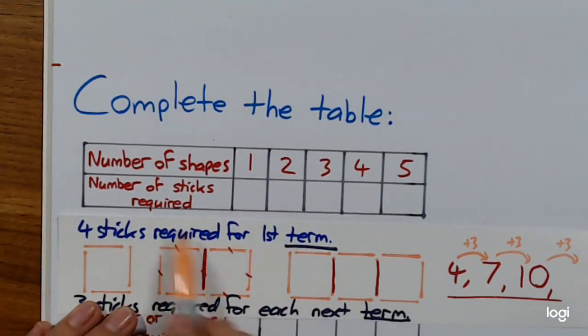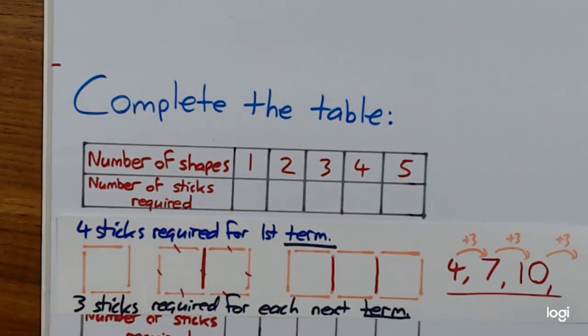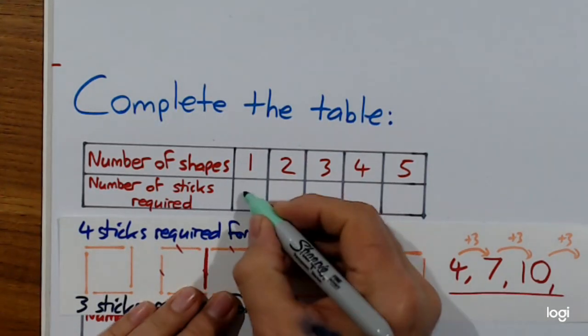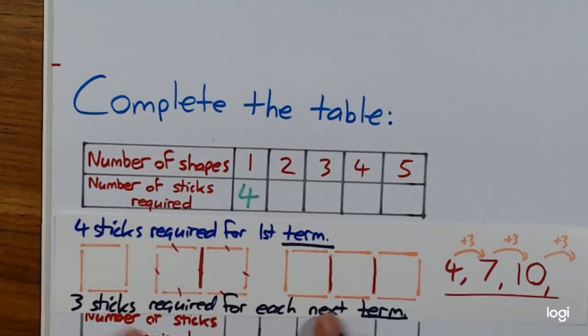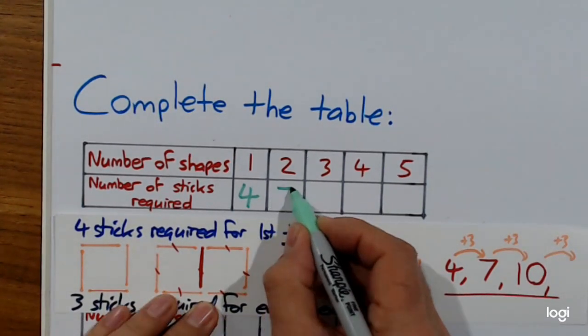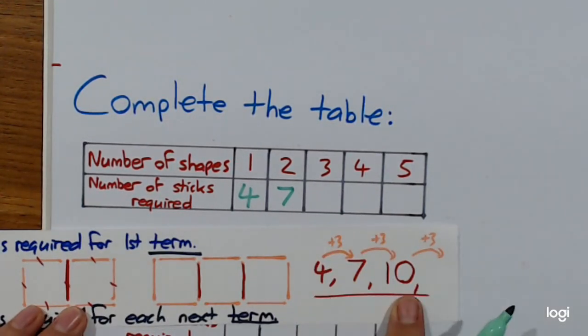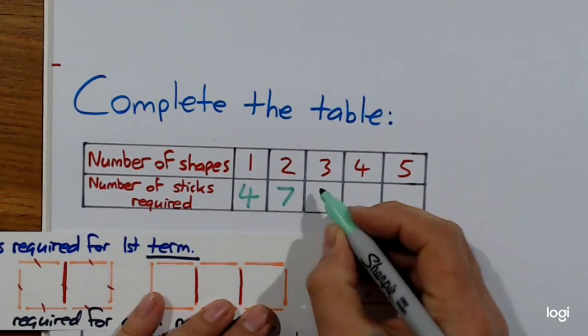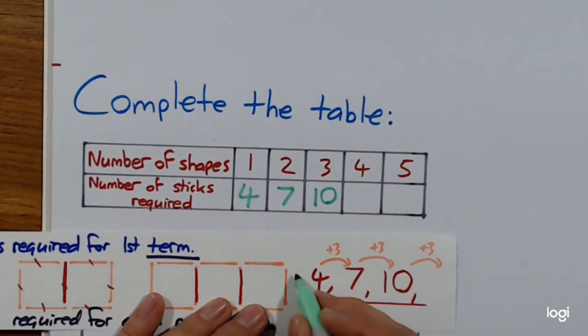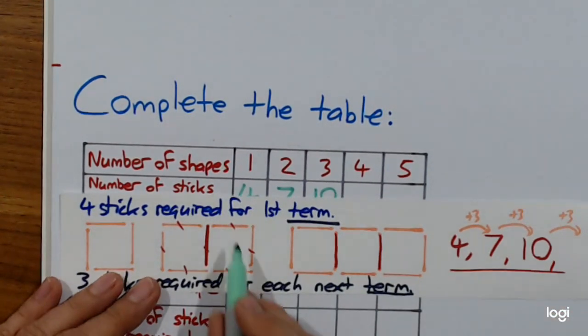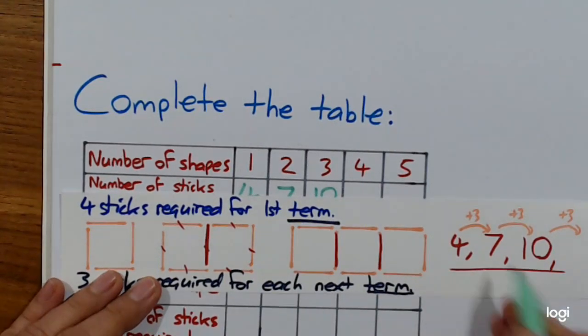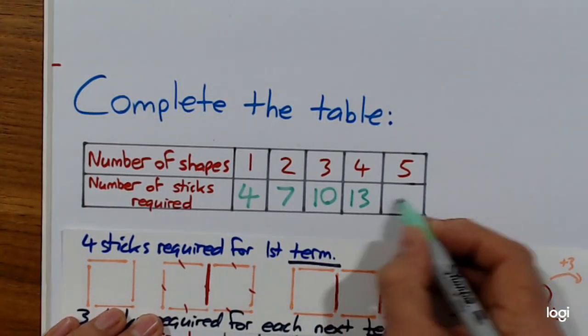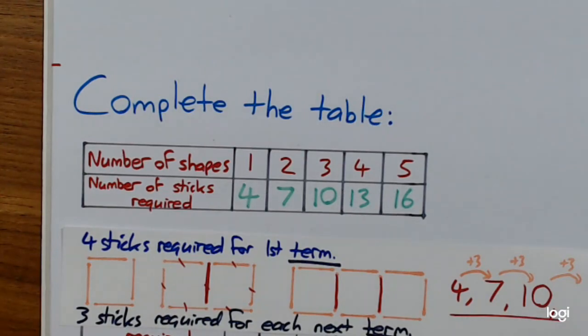So how many sticks did it take to build the first one? It took 4. I'm just going to get a slightly darker pen here. It took 4 sticks to build the first one. It took a total of 7 for the next one. So we're basically just doing this. 10. It would take another 3 because we've realized that we had to add 3 to make another shape. Another 3, another 3.